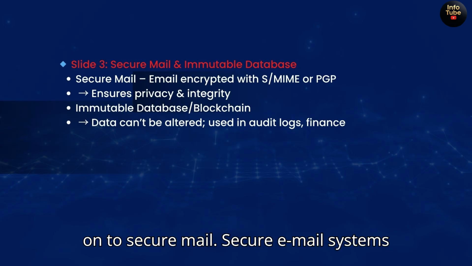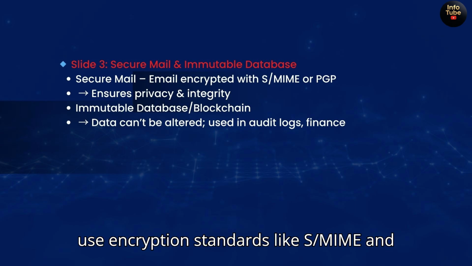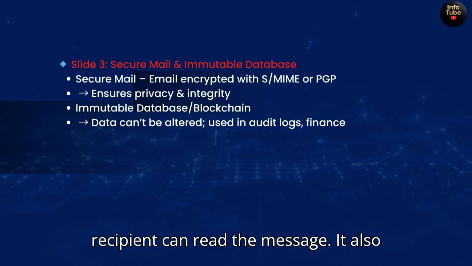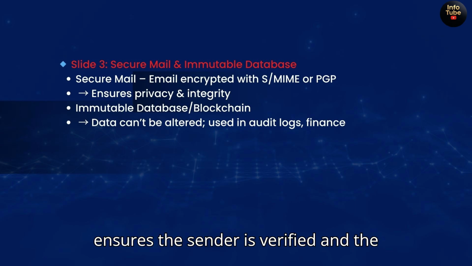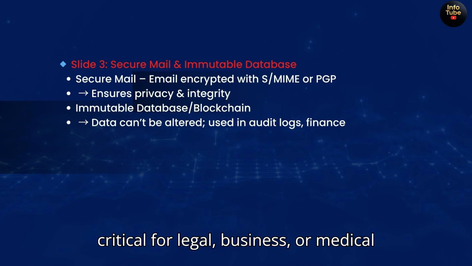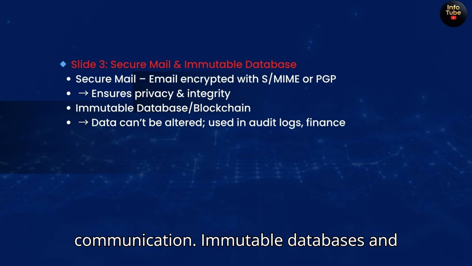Moving on to secure mail. Secure email systems use encryption standards like S/MIME and PGP to make sure only the intended recipient can read the message. It also ensures the sender is verified and the message hasn't been altered. This is critical for legal, business, or medical communication.